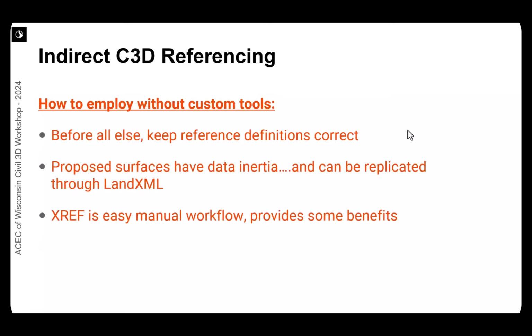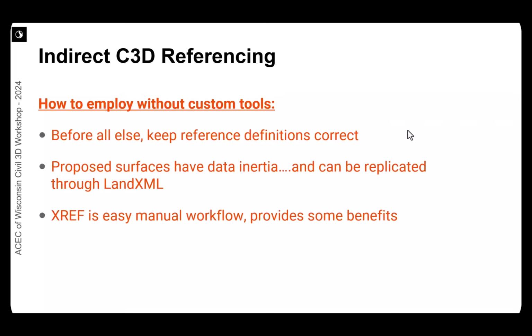So immediately you can use proposed surfaces through a LandXML file exchange into an empty DWG file as a way to replicate the automation that we've developed custom tools for to use indirect referencing. Proposed work surface files is definitely one that I would take a look at.